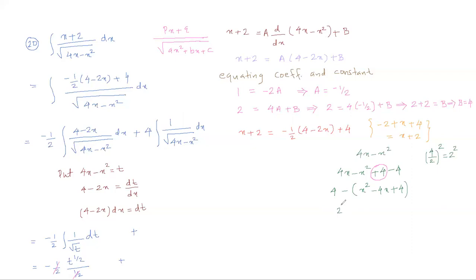So 4 is 2 square minus x minus 2 the whole square. So now your integral has become of the form integral of 1 by under root a square minus x square, integral 1 by under root a square minus x square.